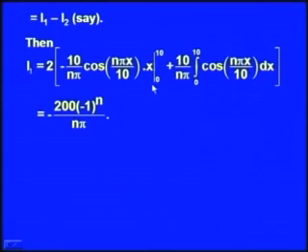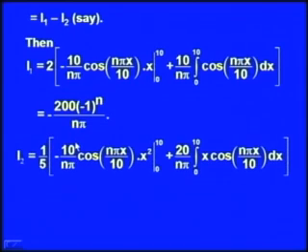And when you substitute the lower and upper limits and simplify, you find that I 1 is equal to minus 200 into minus 1 to the power n over n pi. Again, using integration by parts, I 2 comes out to be 1 by 5 into minus 10 over n pi cos n pi x over 10 into x square evaluated at 0 and 10, plus 20 over n pi integral 0 to 10 x cos n pi x over 10 dx.